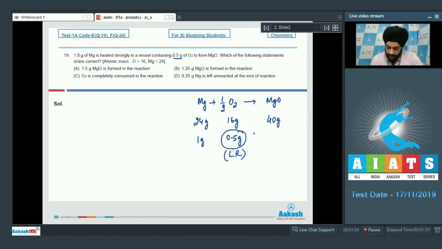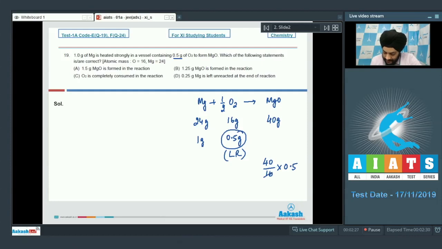Okay, so the examiner seems to be interested in the amount of MgO that is formed and the amount of magnesium which is left unreacted. So students, we can see that 40 grams of MgO are formed from 16 grams of oxygen. So it means that 1 gram of oxygen will form 40 upon 16 gram of MgO. And if we talk about the actual amount which is given to us, that is 0.5, we just have to multiply that. So this is the amount of MgO which is formed upon reaction with 0.5 gram of oxygen.